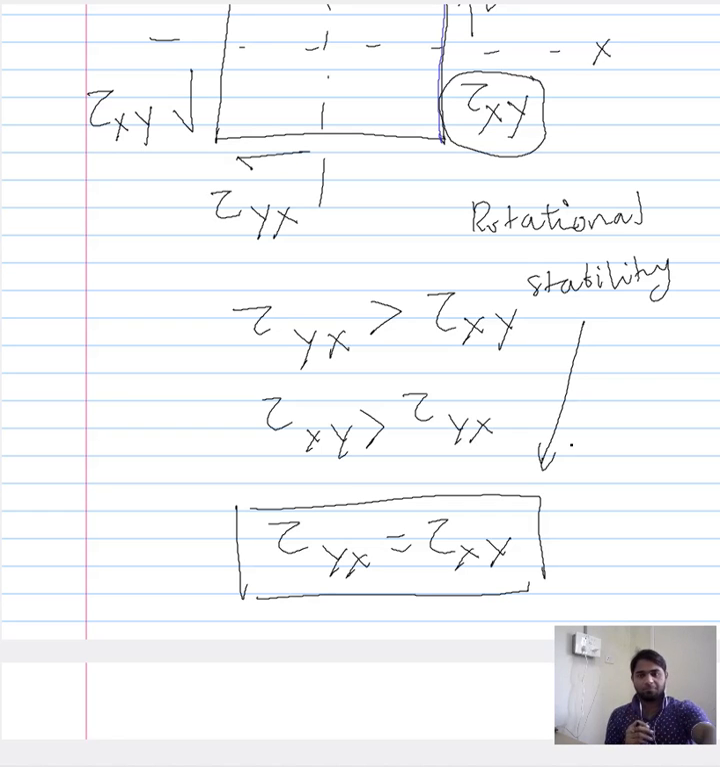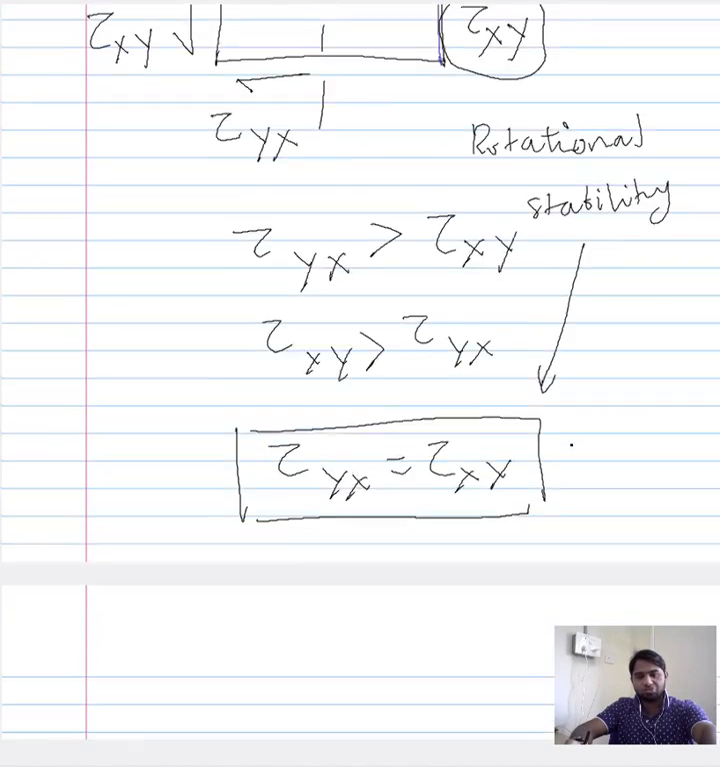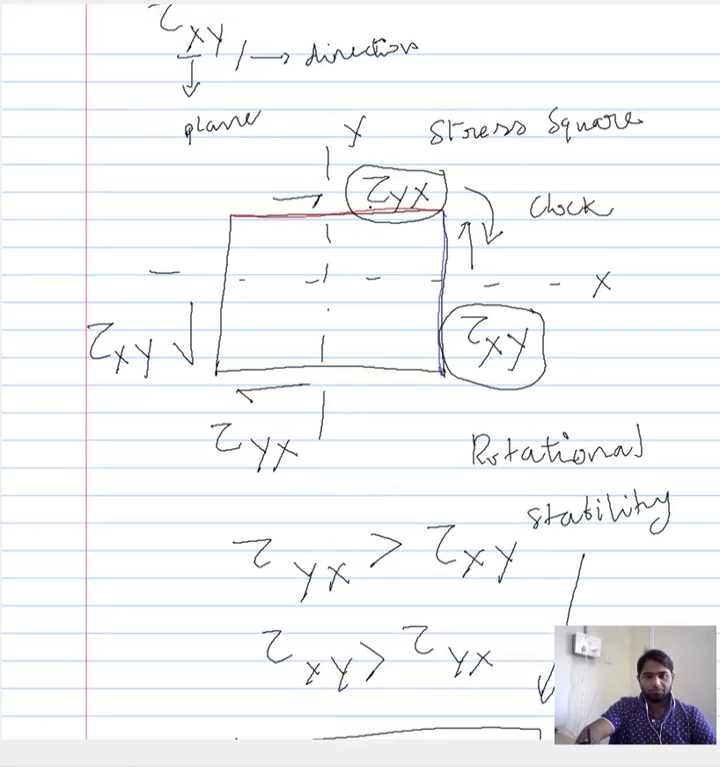Now again, in addition to this rotational equality, there is also a need to ensure horizontal stability, so that the net force acting on the square is 0. What I mean by that is, in the case of horizontal stability, these two stresses should also be equal, even though they are given by the same notation.